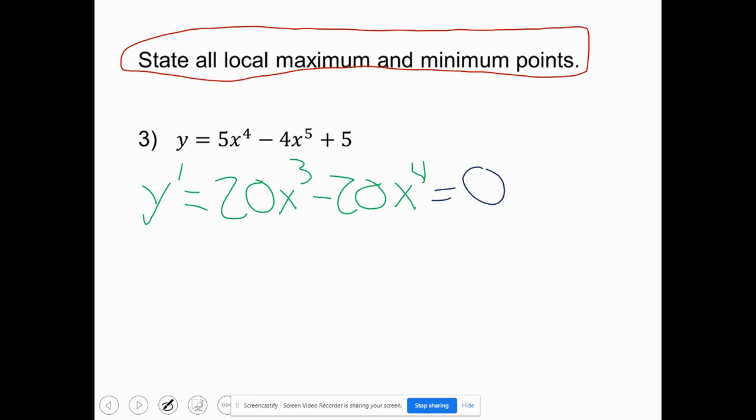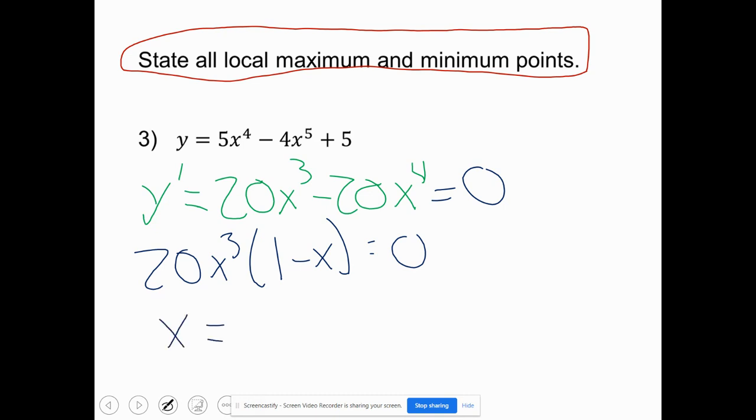Take that derivative, set it equal to 0, and solve. If I'm moving too fast for you, just remember, put this on pause. So 20x cubed would be equal to 0 when x is equal to 0, and 1 minus x is equal to 0 when x is equal to 1.